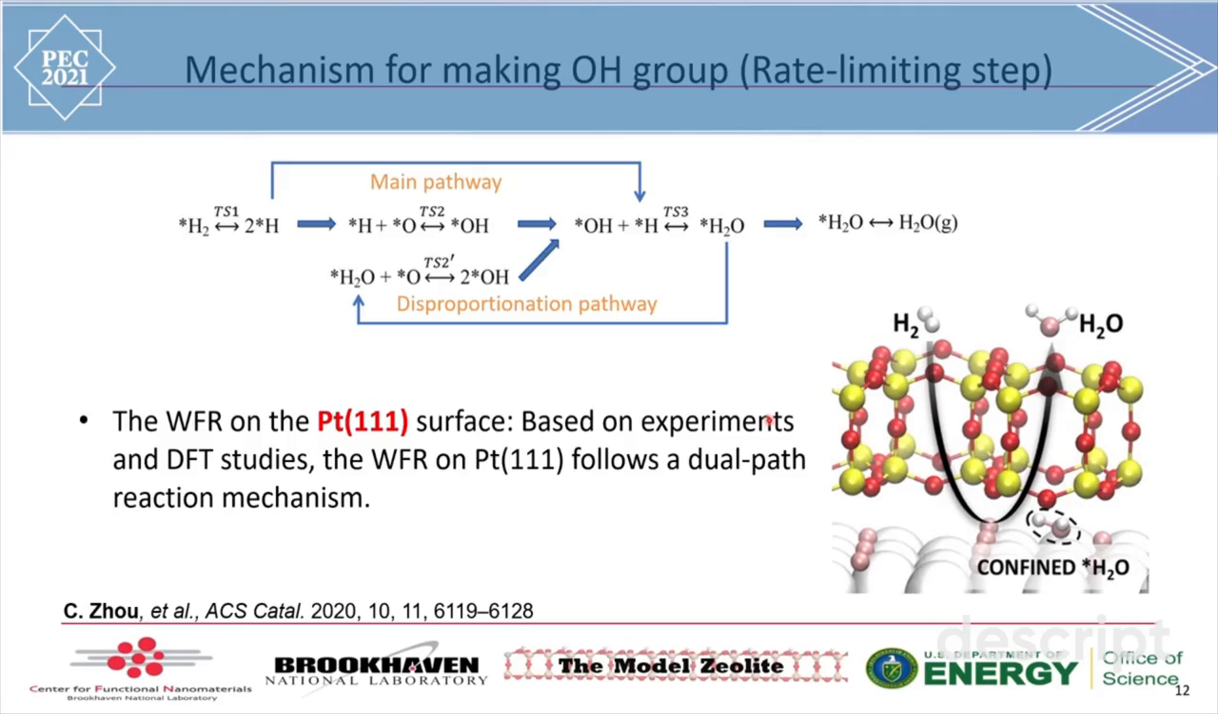The water formation reaction has previously been studied on a platinum 111 surface. Based on experiments and DFT studies, it follows a dual-path reaction mechanism with the rate-limiting step as forming the first OH group. Above the desorption temperature of water, the OH group is formed by the direct addition of hydrogen to oxygen. Below the desorption temperature of water, this protonation pathway is enabled, where water can react with oxygen to form the OH group. A recent experimental evidence suggests that the reaction follows a similar pathway on ruthenium compared with platinum.